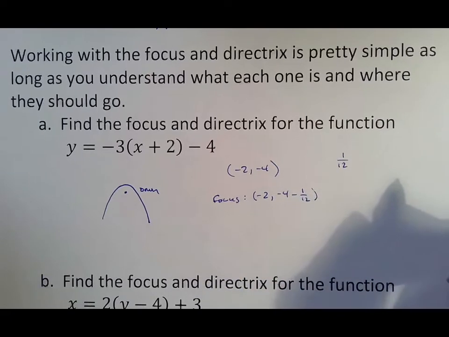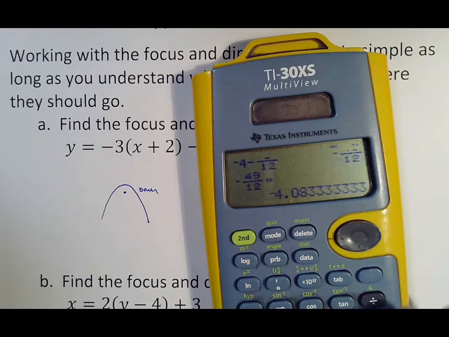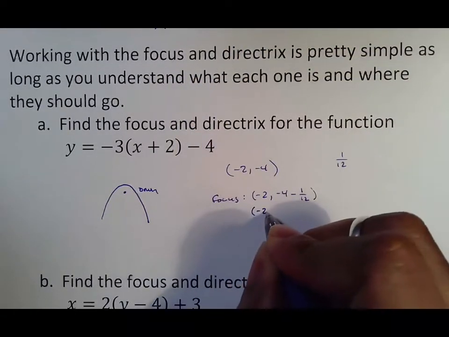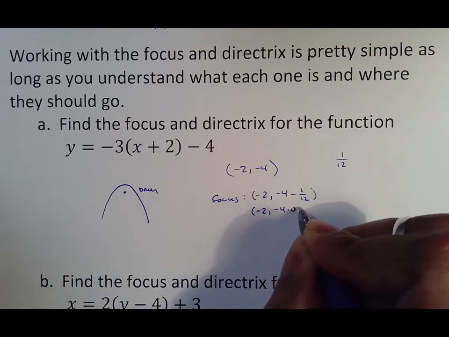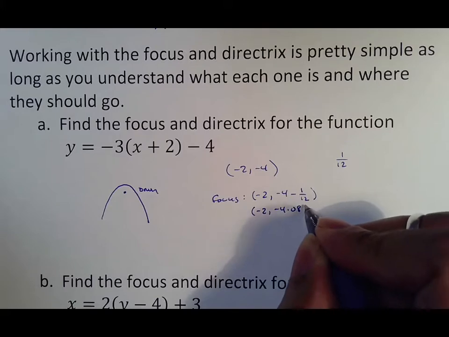And so from there you would do your -4 minus 1/12, which you can do here. And I think they want decimals, so 4.08. So the focus would be -2, -4.08. Is that right? It is, because that's bigger than 4.